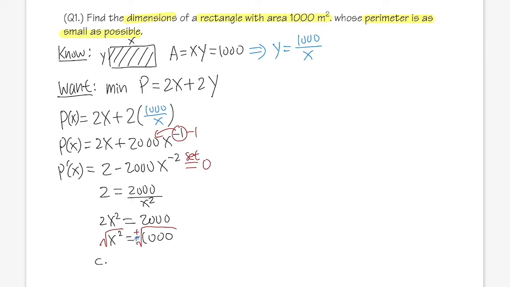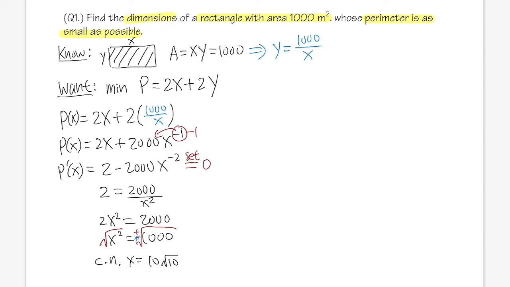The only critical number that we care about is the square root of 1000, and the square root of 1000 is the same as x equals 10 times square root of 10, because you can break this down as 100 times 10, and the square root of 100 is the nice number 10.